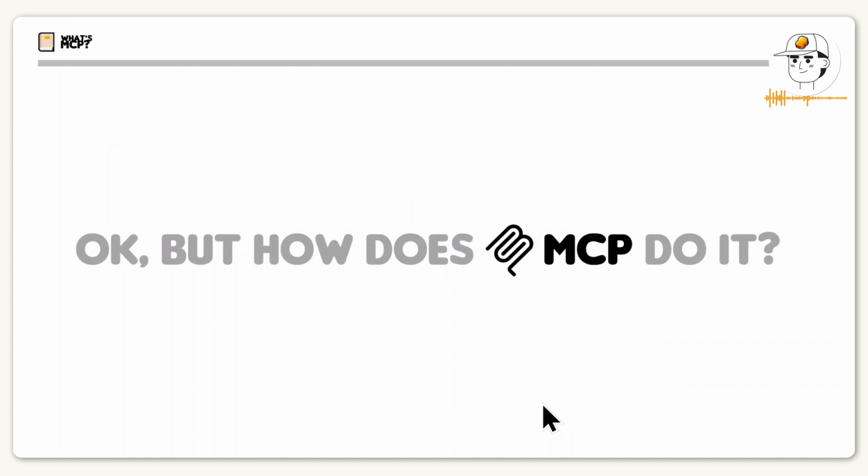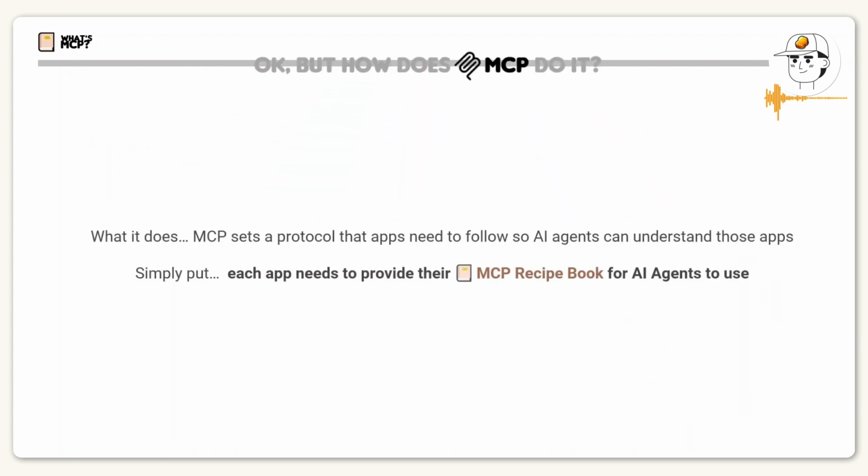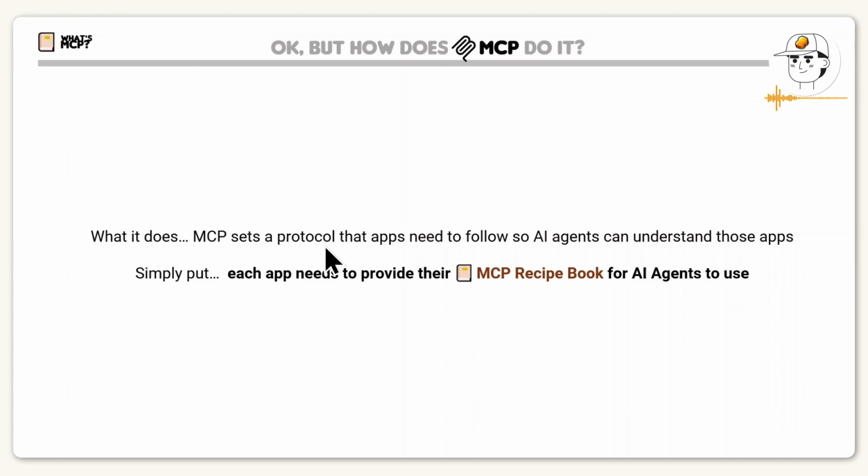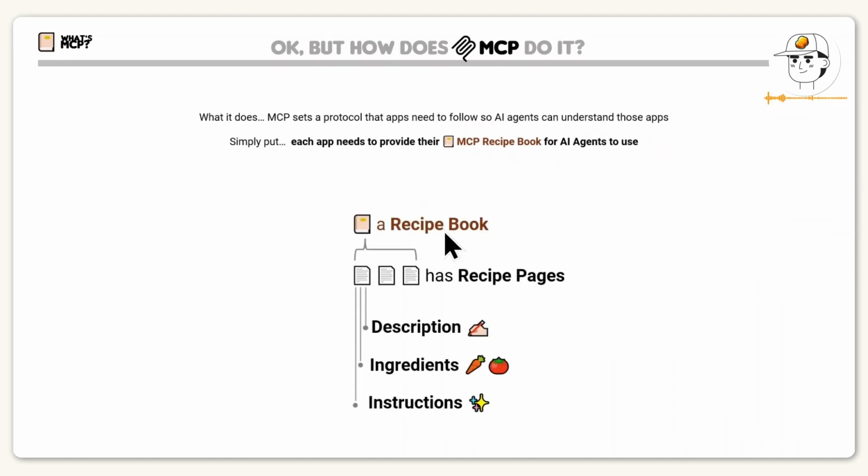So that's well and good, but how does MCP actually do that? Well, the short of it is that MCP sets a protocol that applications need to follow so AI agents can understand those applications. Or in other words, each app needs to provide their MCP recipe book for AI agents to use. Because if you think about a recipe book, that obviously has recipe pages inside of it. And each of those recipes would have a description of what that dish is about. What are the ingredients that you as the chef should bring into the table so that you can create that dish, and a specific set of instructions which you can execute to get to the final product.